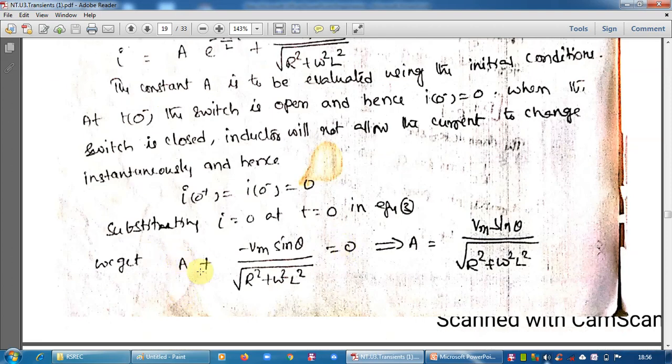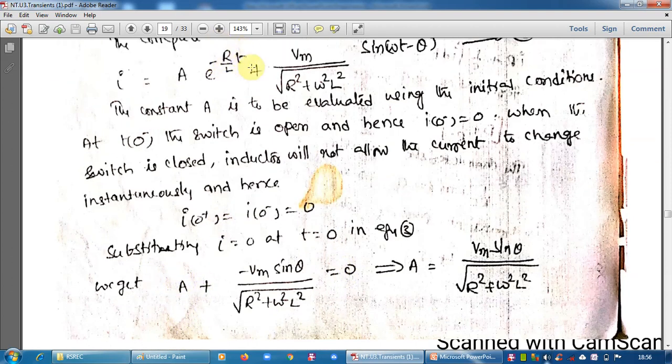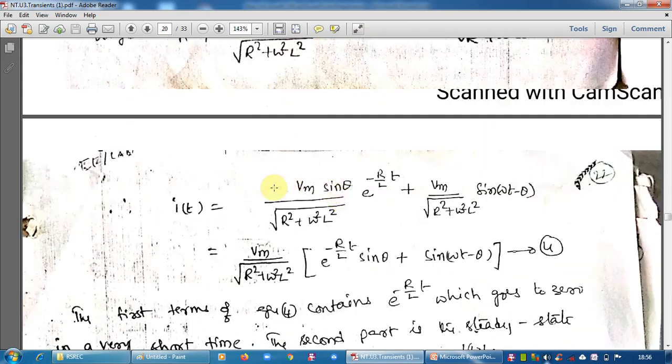Here t equal to 0 means this is 0, it will become only A. Here also sine of minus theta equal to minus sine theta. From this, the A value equals this, from this equation. So like that A value is determined. Now the complete solution is this. Just the A value is written.